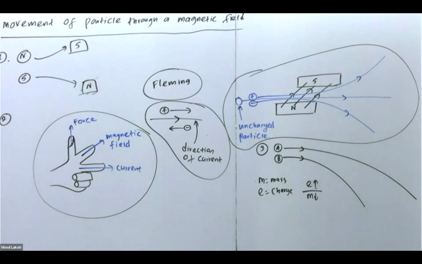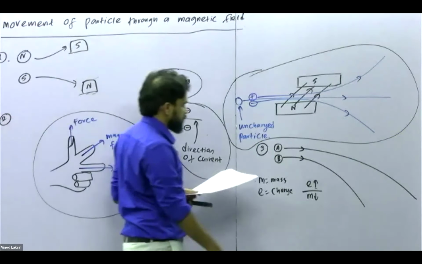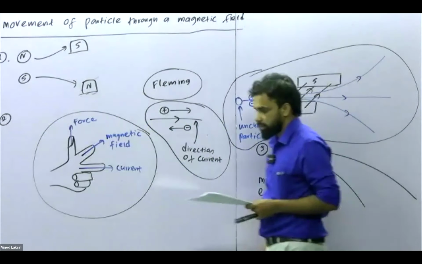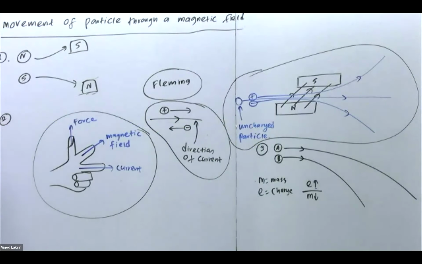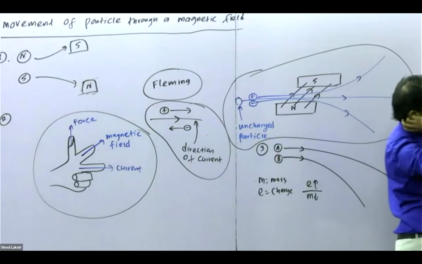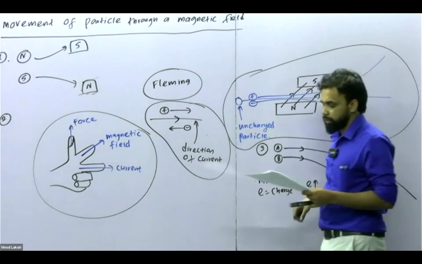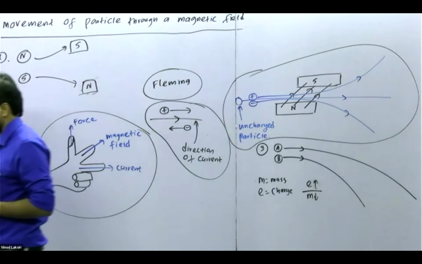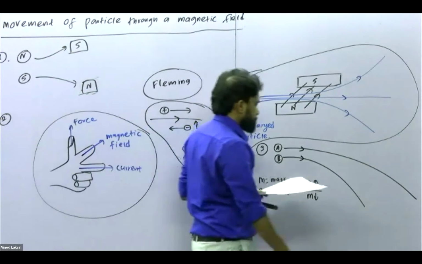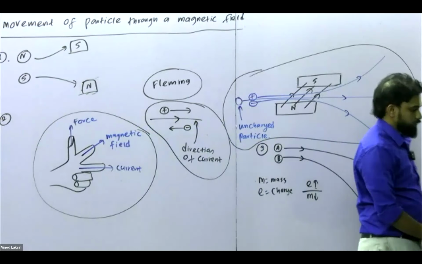Magnitude of the deflection. The magnitude of the deflection increases with increasing charge. Within brackets write down small e. And with decreasing mass. Within brackets write down small m.